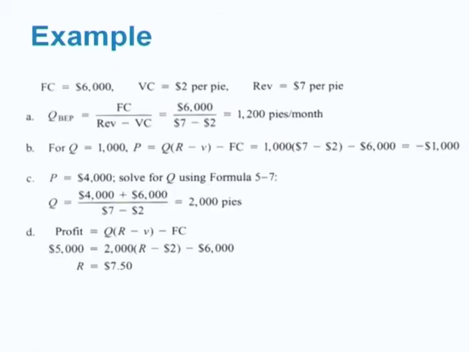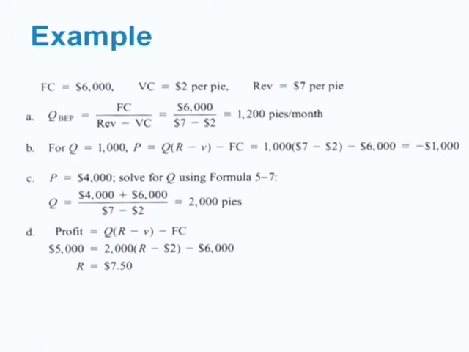When you see problem A, in this problem they tell you the fixed cost, right? The fixed cost for leasing the new equipment is $6,000 US, and the variable cost per pie is $2, and revenue or retail price is $7 per pie. For problem A, they want to get the break-even point, right? Q break-even point is equal to fixed cost divided by R minus V, right? You know everything, just substitute into the equation: 6,000 divided by 7 minus 2, which is equivalent to 1,200 pies per month. That is the break-even point for problem A.